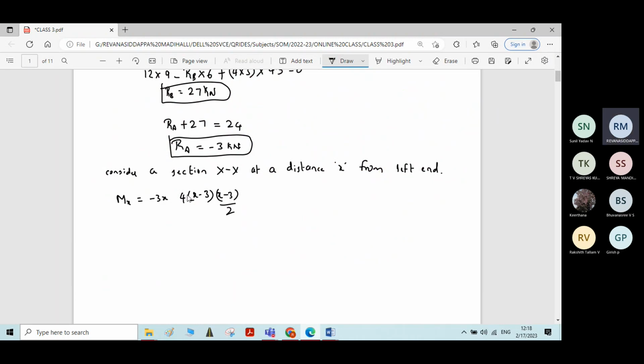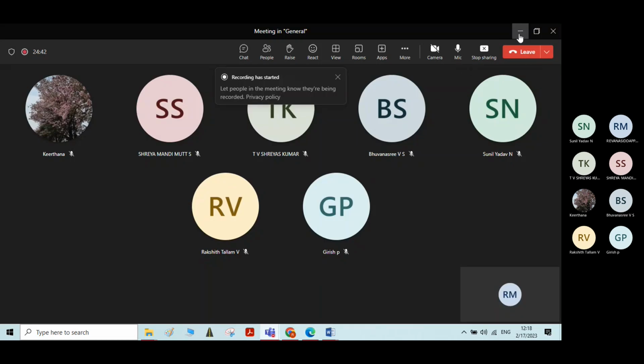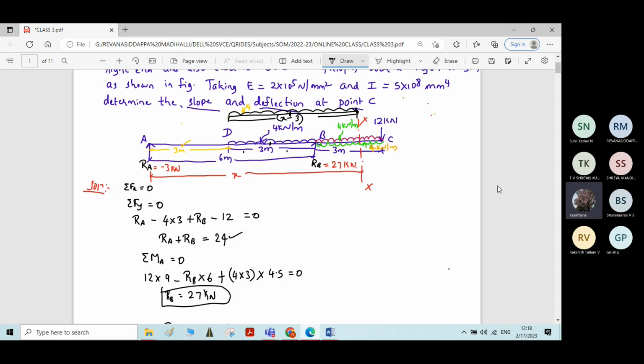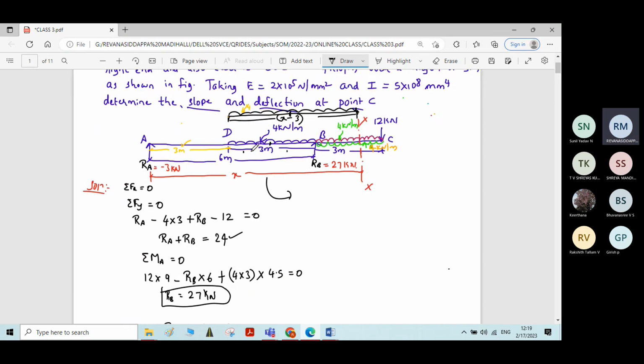What about the sign, plus or minus? Moment of this portion of UDL about section XX, positive or negative? Please reply. Kirtana, positive moment or negative moment? It's negative. Negative, correct. This UDL will cause an anti-clockwise moment about point C, this portion of UDL. So the sign is negative. Now the moment of this portion of UDL is over.